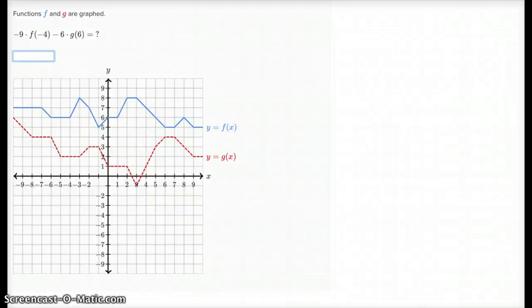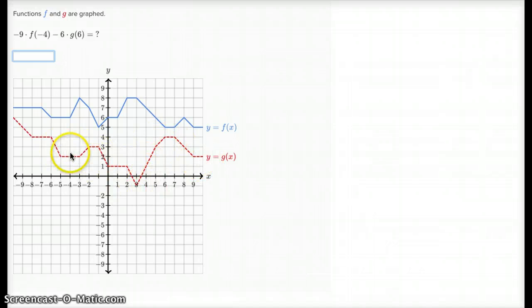Hi there, so in this video we're going to talk about evaluating function expressions. And so we have two functions here on this graph. We have f and g. F is y equals f of x, which is this blue solid line on top. And then our function g is y equals g of x, which is this dashed bottom line in red.